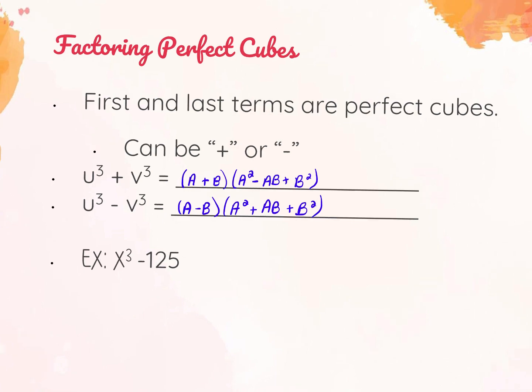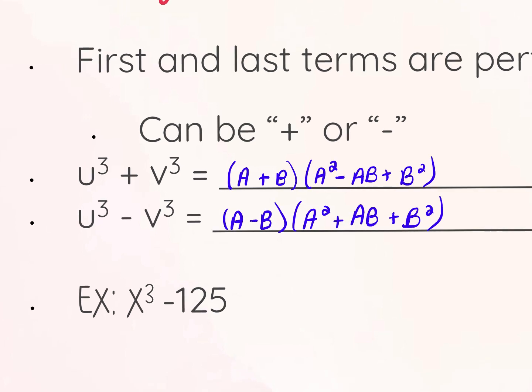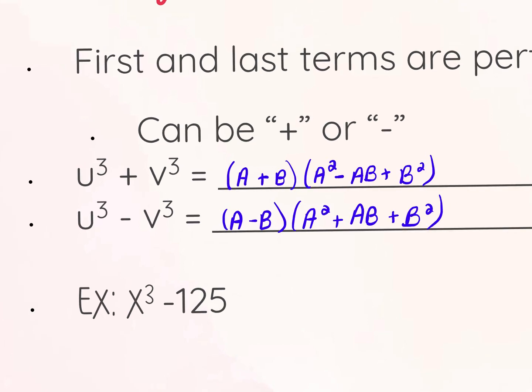So if you see that you have a perfect cube, here is the pattern. If the first term and the second term, I'm going to call them A and B, are cubes, then there's a plus sign in the middle. So your first parenthesis is the plus sign, same as what it comes with, and then your trinomial is going to be a squared minus ab plus b squared. If you have perfect cubes and there's a minus sign in the middle, your first binomial is a minus b. Then your trinomial is a squared plus ab plus b squared.